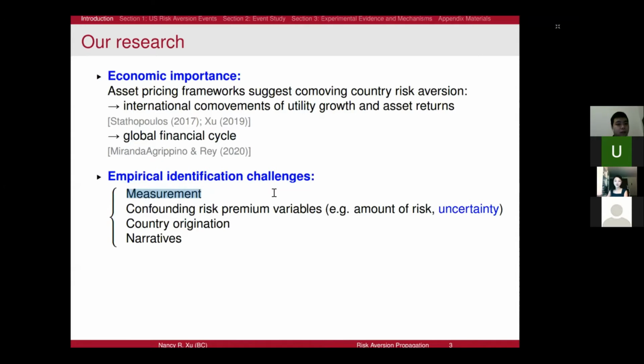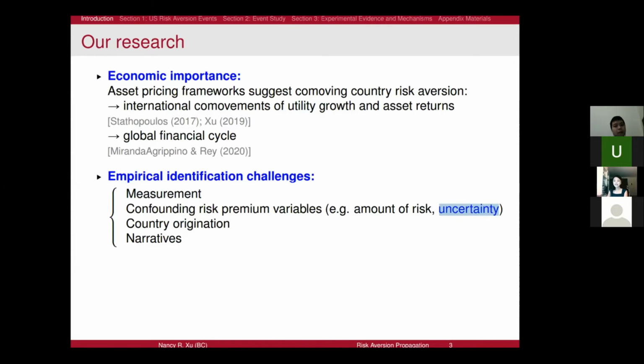For instance, uncertainty. I know you have heard Scott Baker's presentation a couple of weeks ago, right? So his research focuses on uncertainty, and that's exactly what we wanted to tease out to get this risk aversion measure. The other difficult challenge of understanding and answering this question is the country origination of the shocks, meaning how local risk aversion can become a global risk aversion, and how does that propagate?